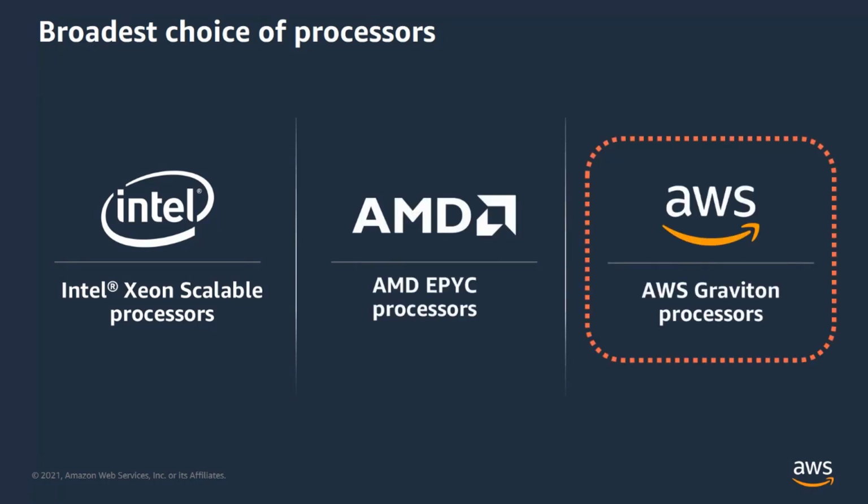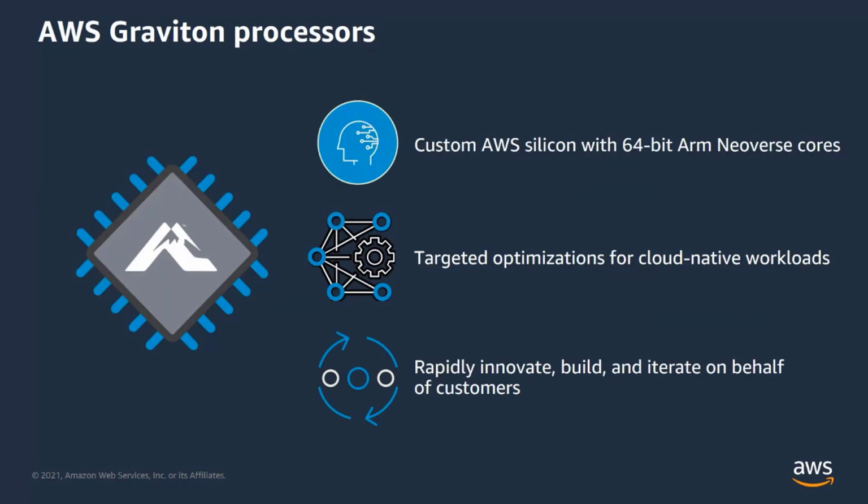Finally, we have our own custom designed and built silicon, the AWS Graviton family of processors. Let's dive a bit deeper into Graviton. AWS Graviton processors are custom AWS silicon designed by Annapurna Labs with 64-bit ARM Neoverse N1 cores. With our vast experience in running cloud-native workloads at scale, we have been able to target specific optimizations in the chip itself. Graviton is literally designed for the cloud.